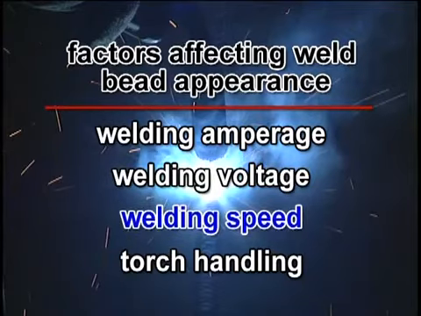Next, we will explain the effect of the travel speed on the weld bead. The travel speed is defined as the torch movement along the welding line. Efficiency can be increased by faster travel speed, but generally the standard travel speed is about 50 centimeters per minute.